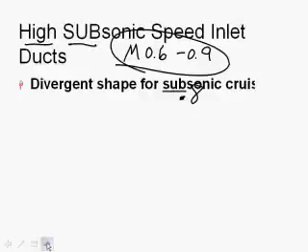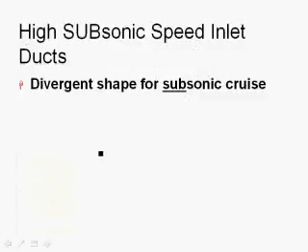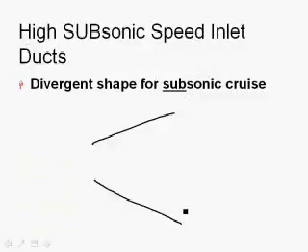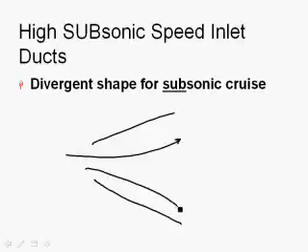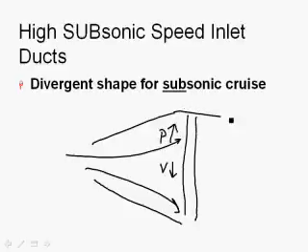High subsonic speeds, of course, we're talking Mach 0.6 to 0.9-ish. That's where we're talking high subsonic, and this is what we're going to be talking about when we're talking about turbofans and turbojets that are subsonic. They're going to be cruising, you know, somewhere around 0.7, 0.8, 0.85. And they have a diverging duct. Of course, we've already gone through all that. If we have a diverging duct, the air is going to curve a little bit. Its axial velocity is going to go down. But the static pressure will go up, and then, of course, we'll have our compressor blades right after that.